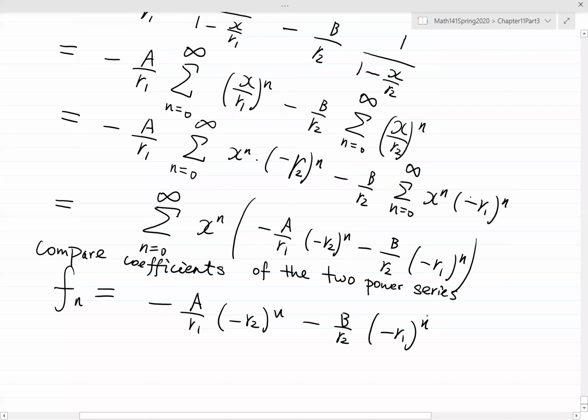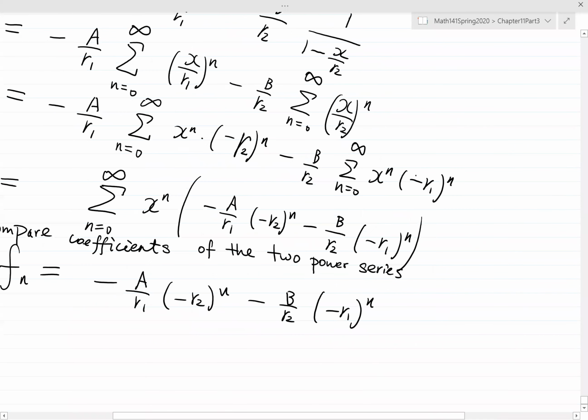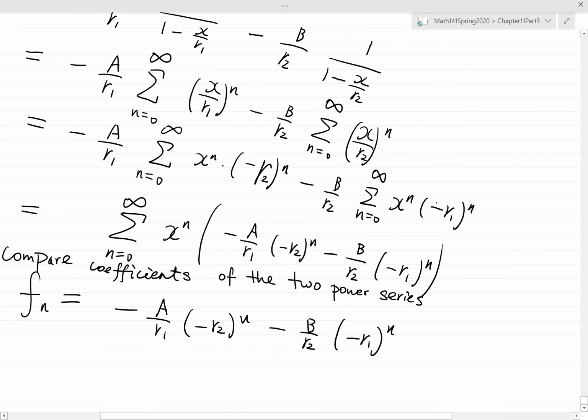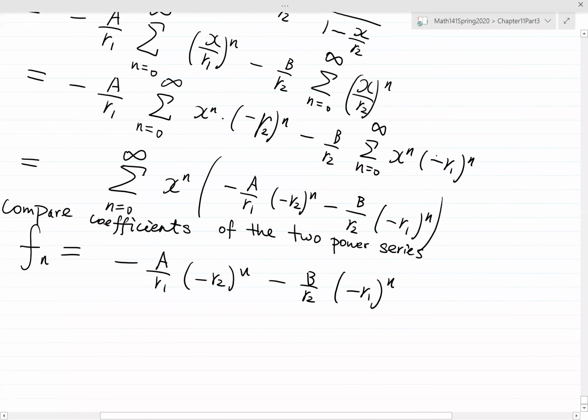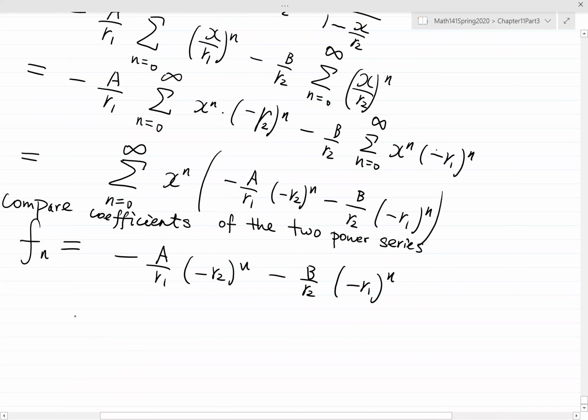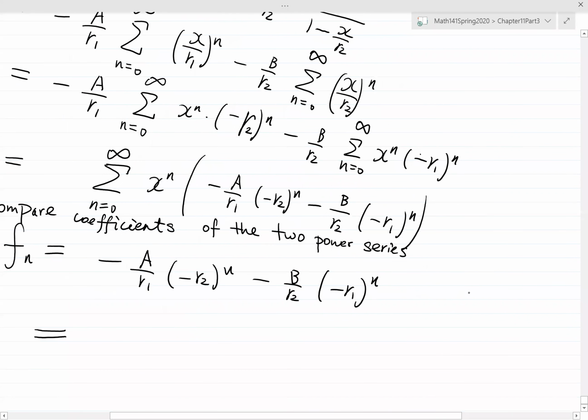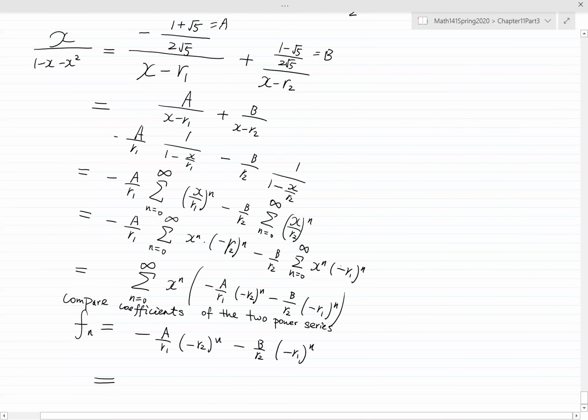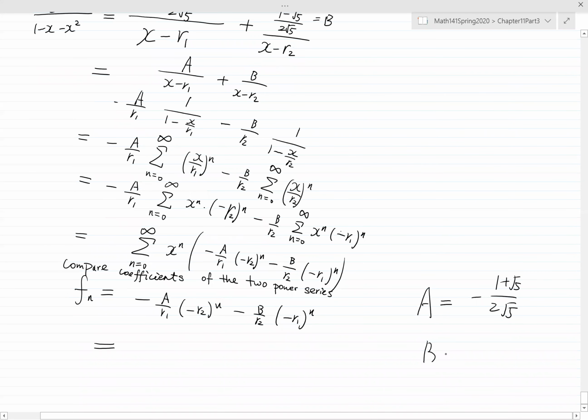Now remember r1, r2. If you unravel the definition, plug in a and b. So what do you finally get? Some algebra here is plugging in r1, r2, what we just computed. So here a is negative 1 plus root 5 over twice root 5, and b is 1 minus root 5 over 2 root 5. Okay, so r1, r2.